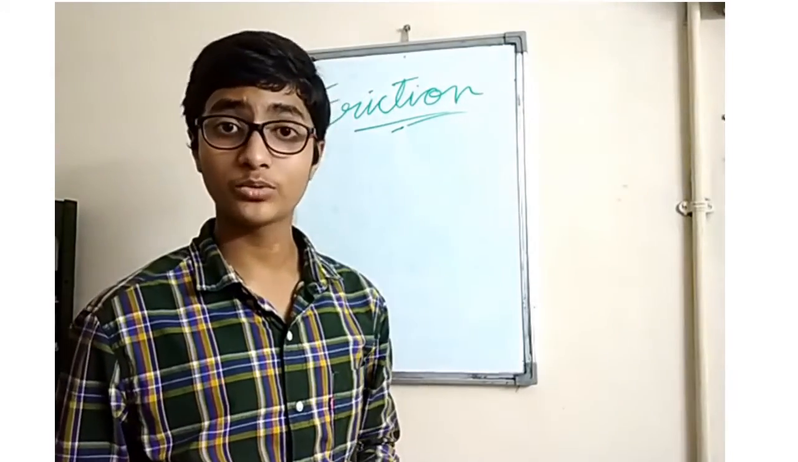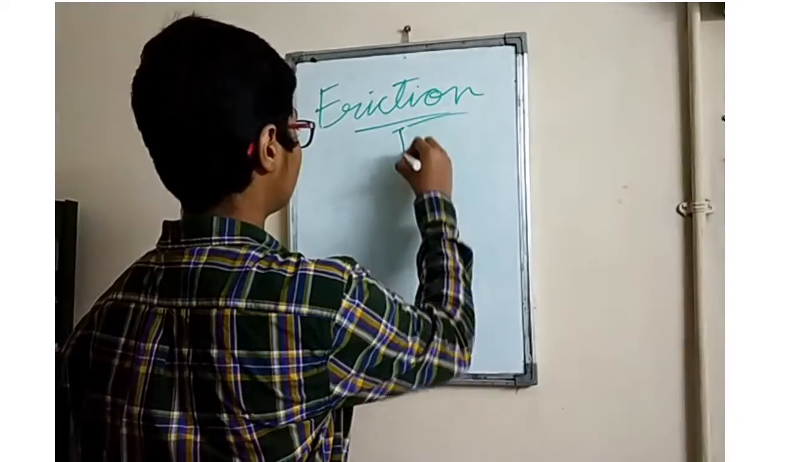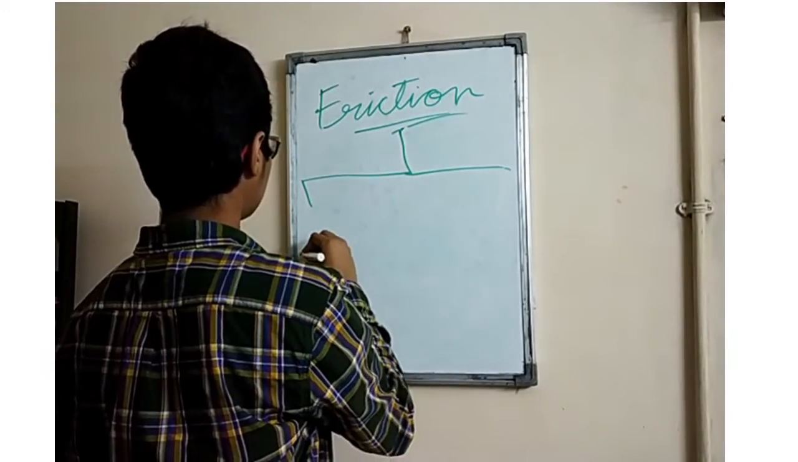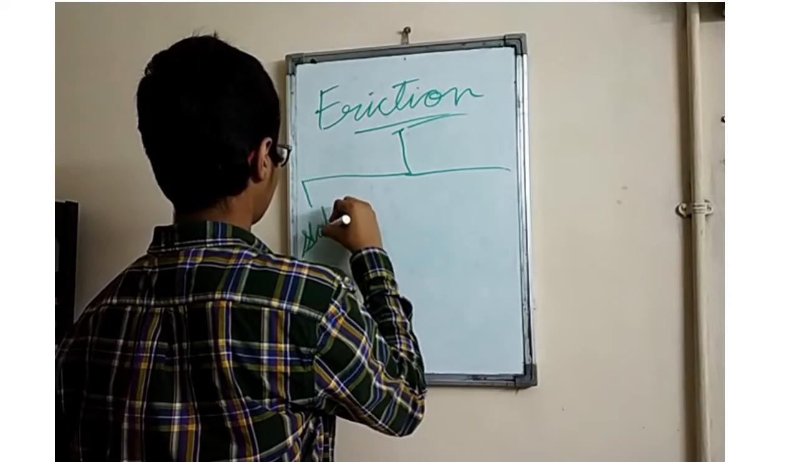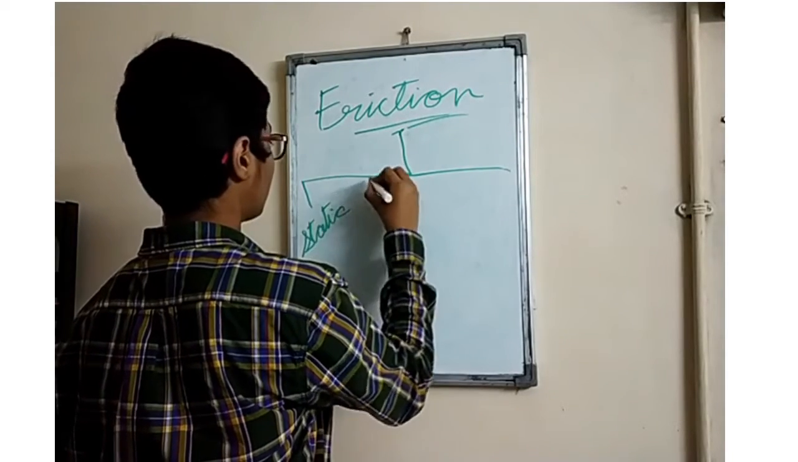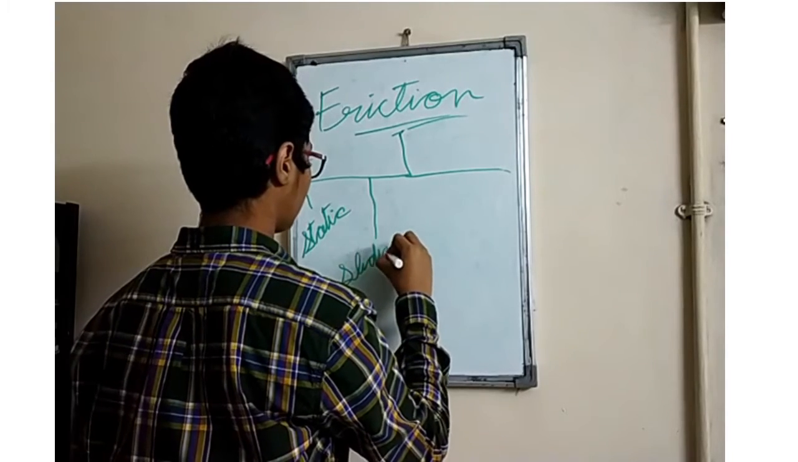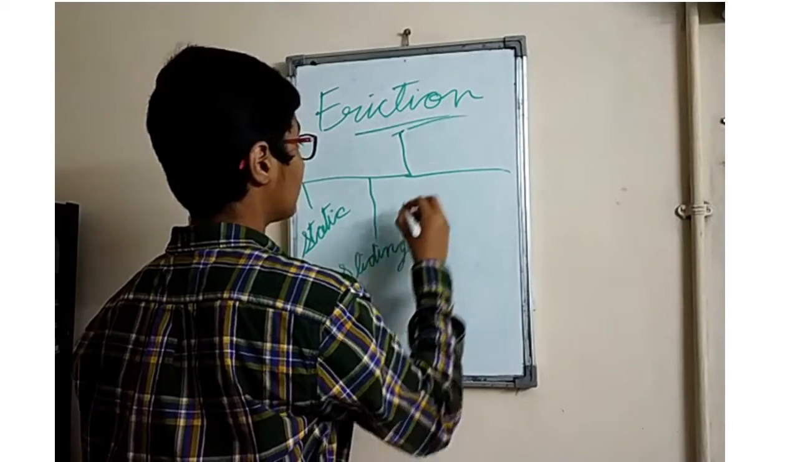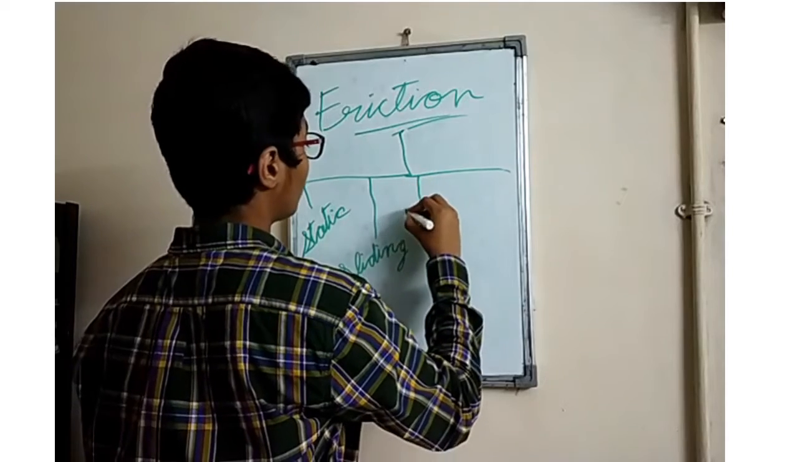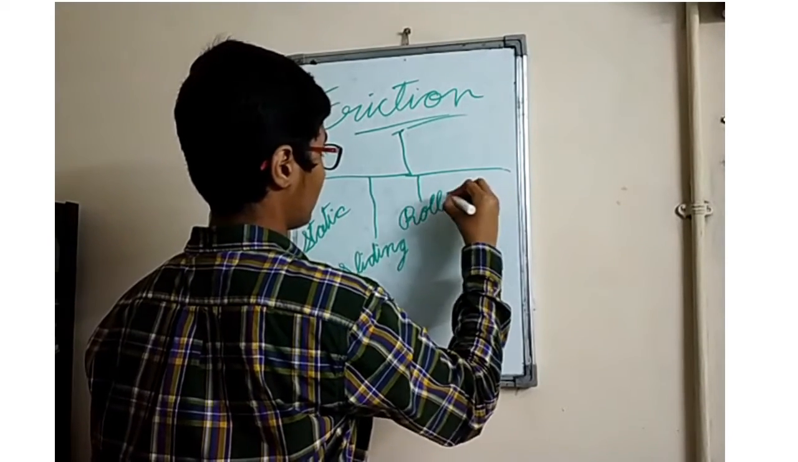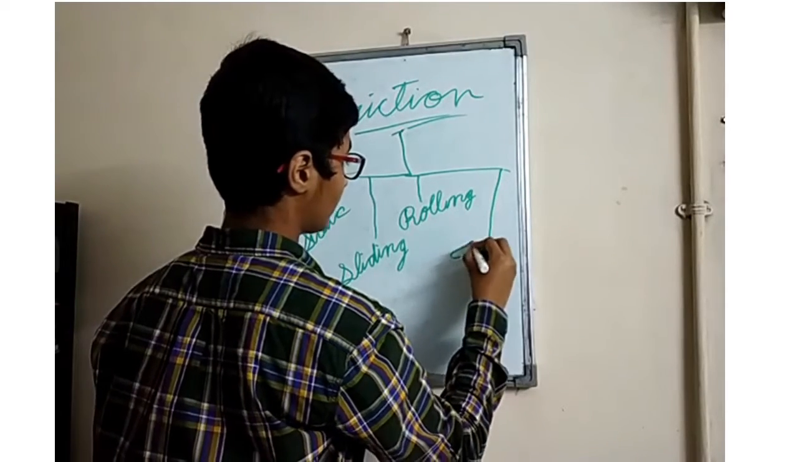There are 4 types of friction. First, there is static friction. Then there is sliding friction. Then there is rolling friction. And at the last, there is fluid friction.